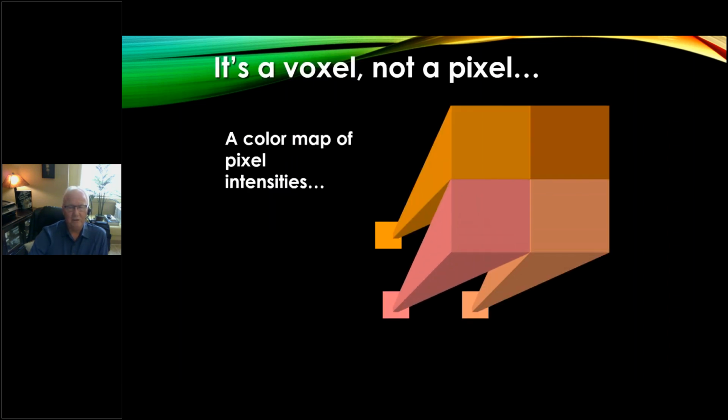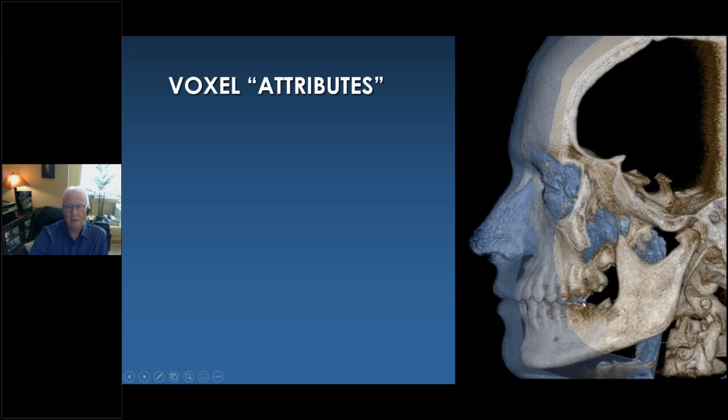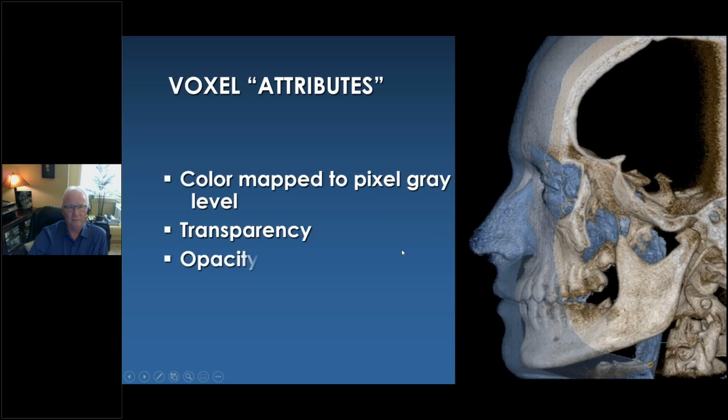So in these pixels in cone beam, instead of just putting grays, you can put any number of colors and any number of shades of each of those colors. So your color images are amazing when you get them. So again, here are the attributes. We color map to the pixel gray levels. So instead of this being a black, gray, and white image like a cephalometric, we can actually assign to the pixels these attributes and make these kinds of images.